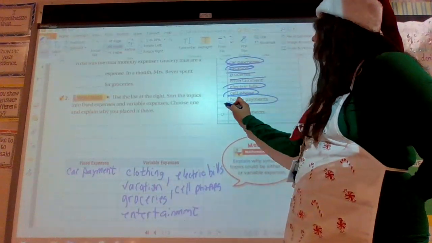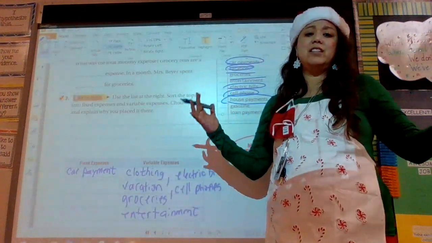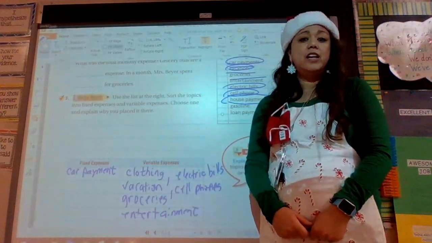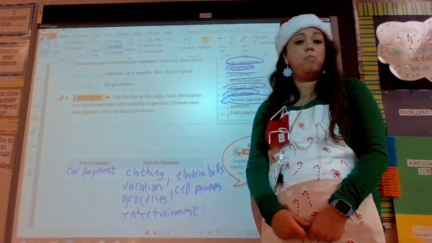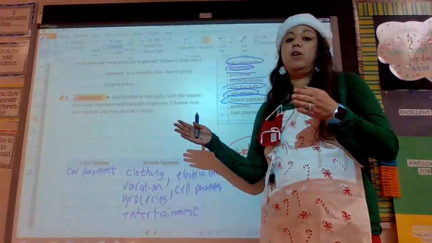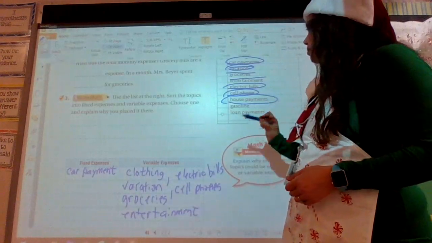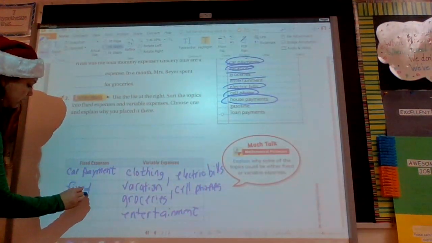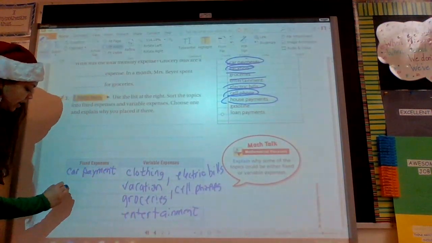House payments. Here's another one of those several thousands and thousands of dollars that you're going to spend on a house. A lot of times it takes anywhere from 15 to 30 years to pay off a home. So you definitely want to have the payments the same all through that time so you know how to budget your money. So a house payment is going to be a fixed expense. Oops. I wrote fixed expense and I need to write, that's what that is, house payment.